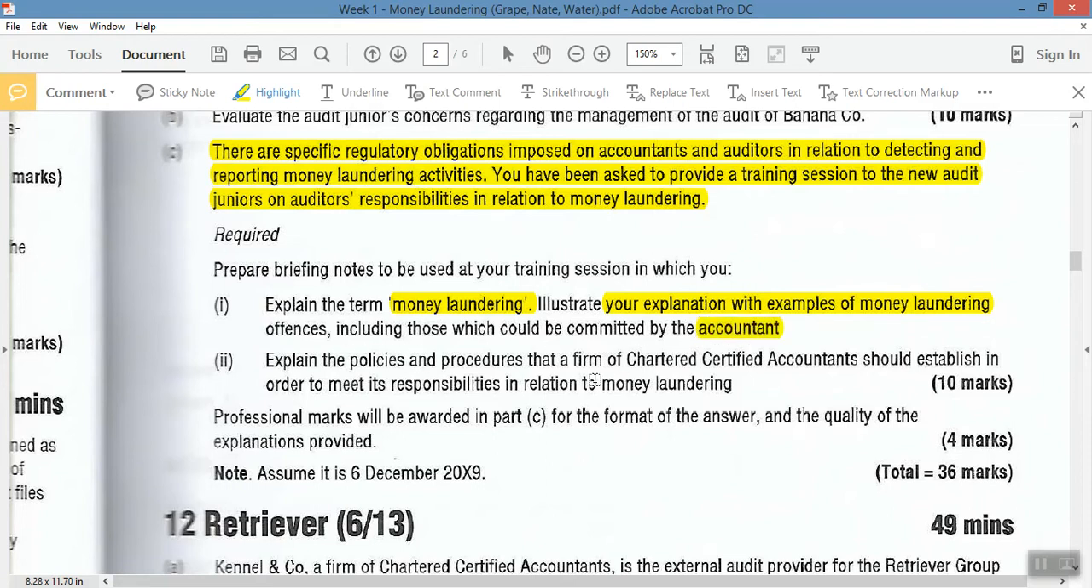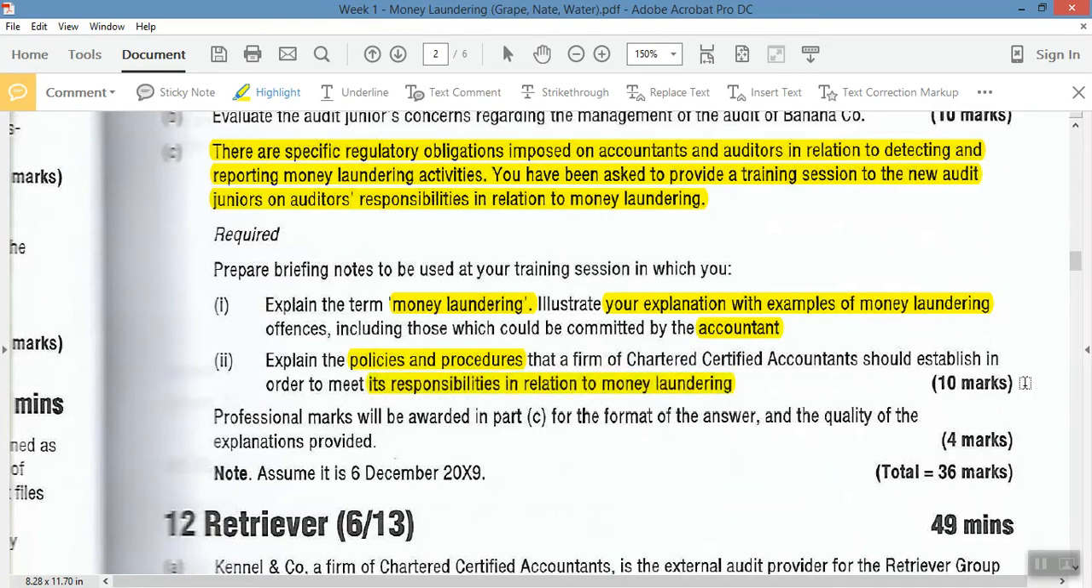Then explain the policy and procedure a firm of chartered certified accountants should establish in order to meet its responsibility in relation to money laundering. Last week I mentioned to you that policy and procedure are similar to the anti-money laundering program. If you still remember, there are 4 ways to overcome the problem: appointment of MLRO, enhanced record keeping, and so on. I hope you still remember.